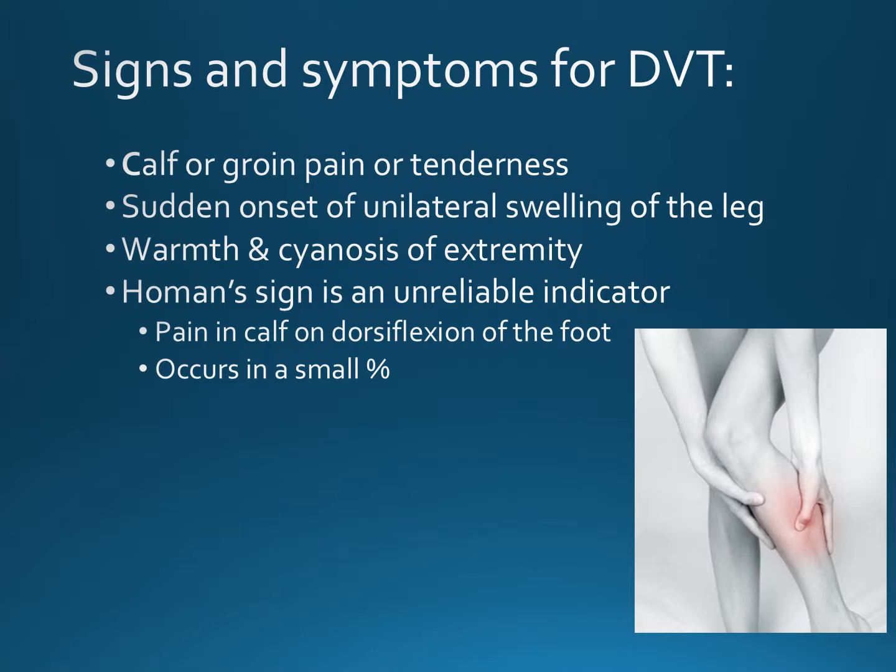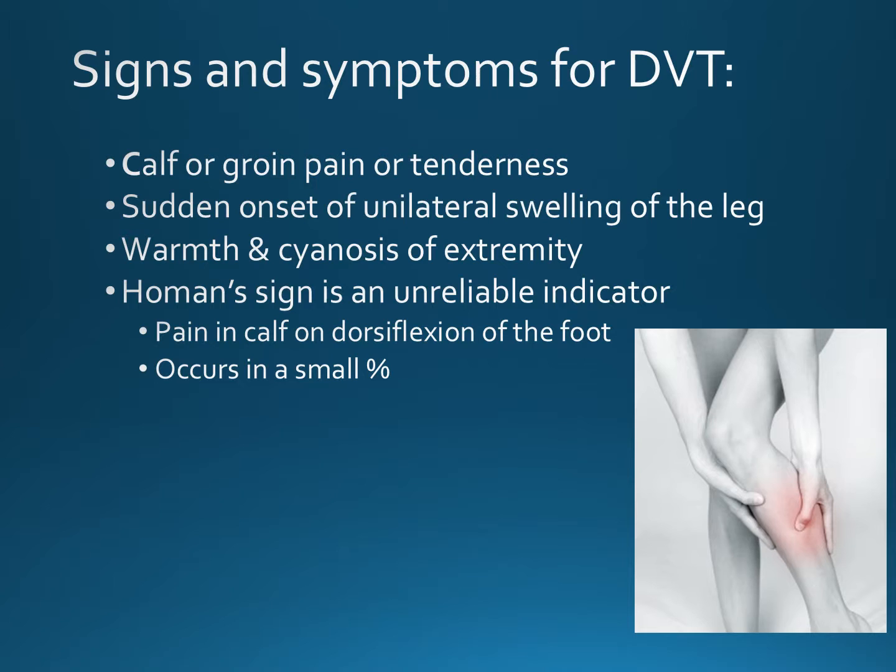So we want to identify and treat all DVTs early so that we can prevent the occurrence of a thromboembolic event, especially a pulmonary embolism. The initial symptom of a DVT is usually pain, which could be in the calf, thigh, or groin. Sudden onset of unilateral swelling of the leg is a symptom. Warmth and redness at the site is also common.